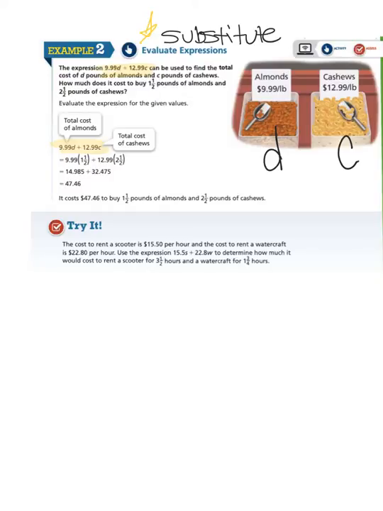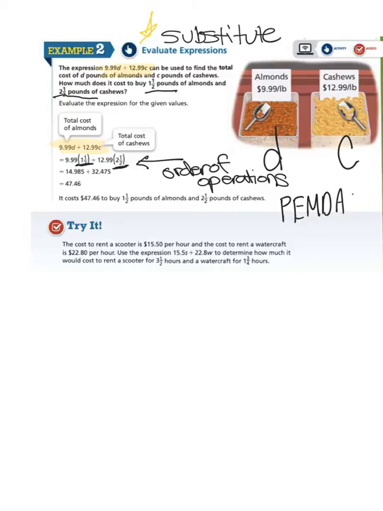So they tell us up here, they want to know how much does it cost to buy 1.5 pounds of almonds and 2.5 pounds of cashews. So we are going to substitute those numbers in the expression just as they did in this step to solve. Remember, then you have to follow order of operations. Okay, and what are our order of operations? That's right. Please excuse my dear Aunt Sally.